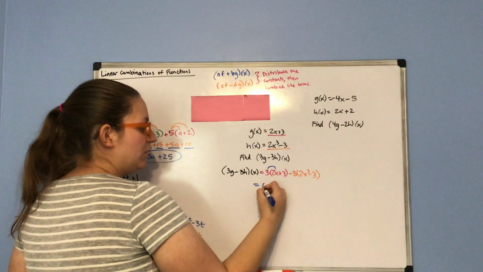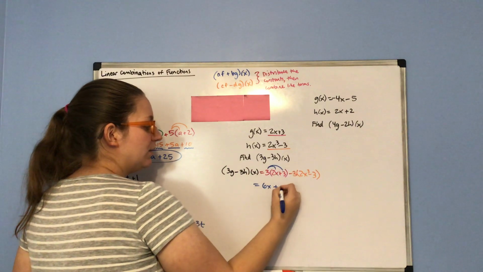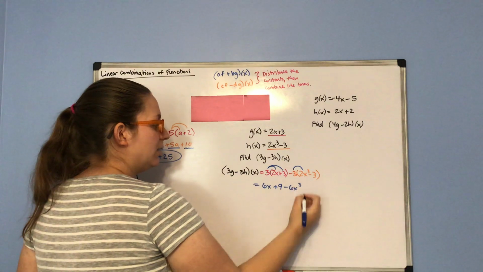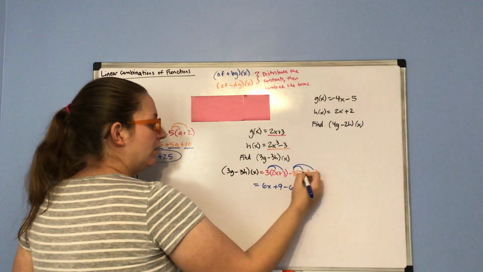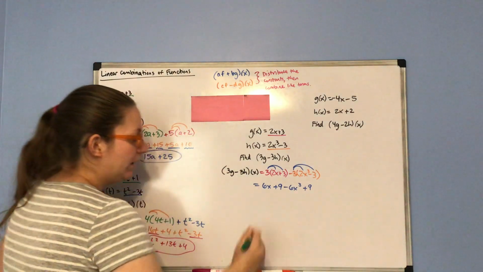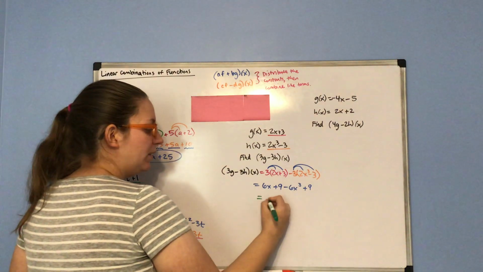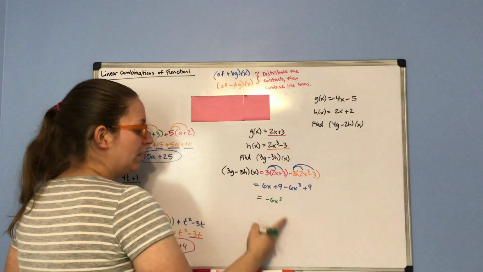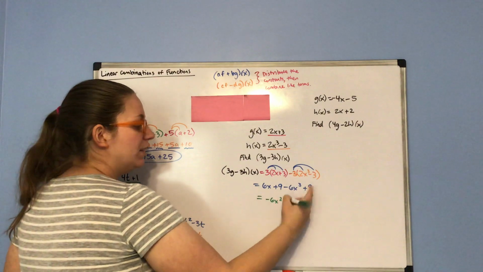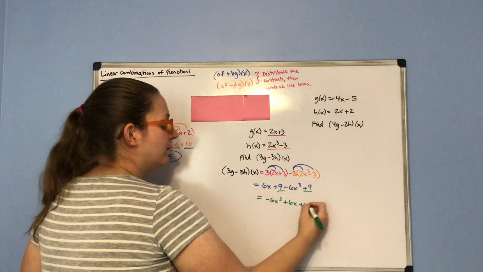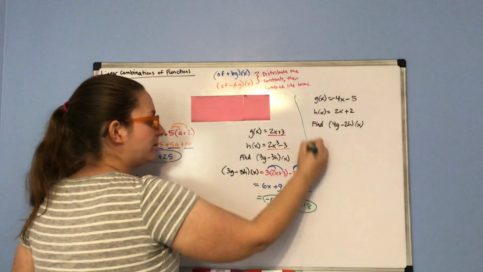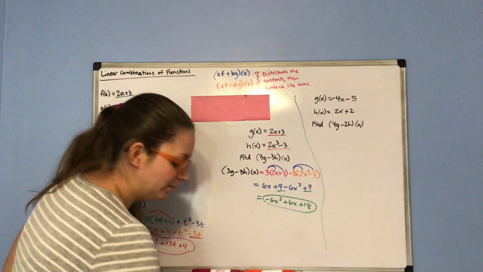So 3 times 2x is 6x, 3 times 3 is 9, negative 3 times 2x to the third is negative 6x to the third, negative 3 times negative 3 is plus 9. Combining like terms, I only have one term with an x to the third in it, so it stays the same. I only have one term with an x in it, so it stays the same. 9 plus 9 combines to 18. I've combined everything I can, so this is my final answer.